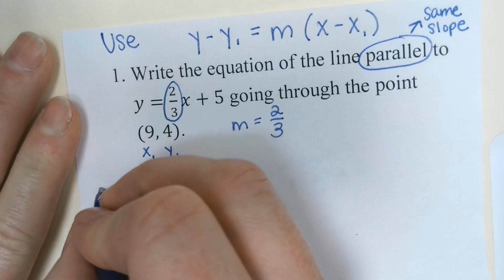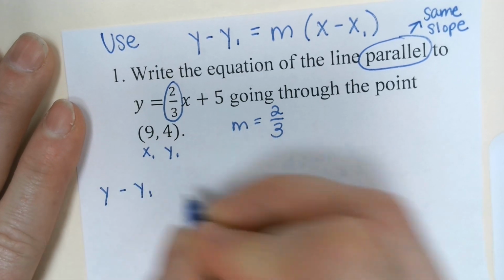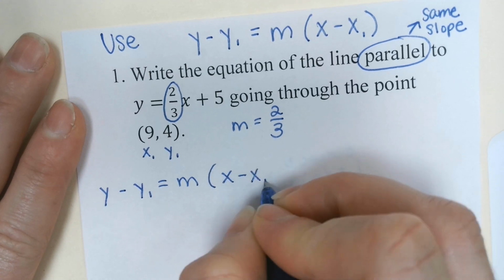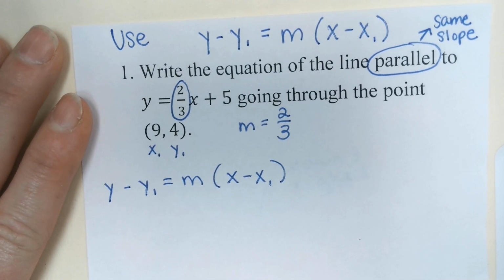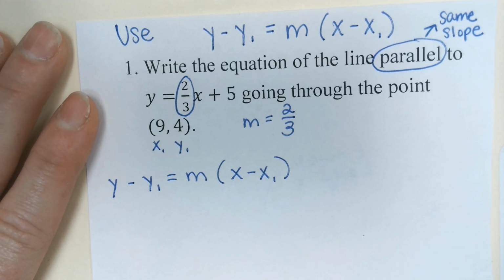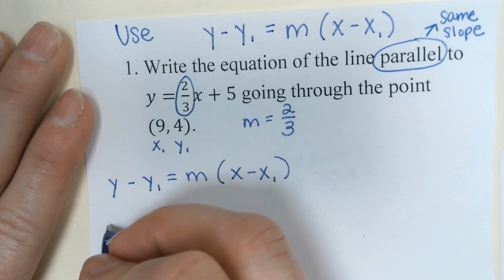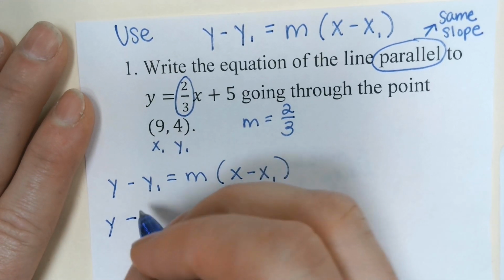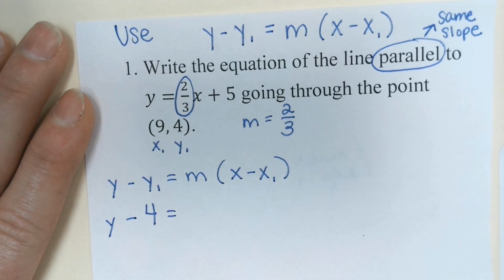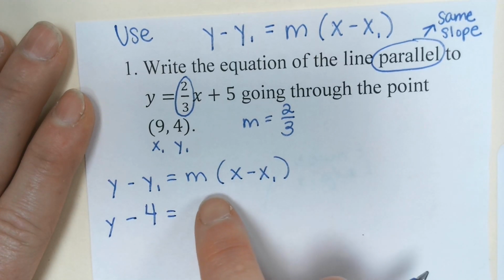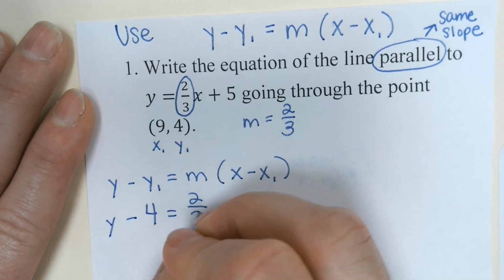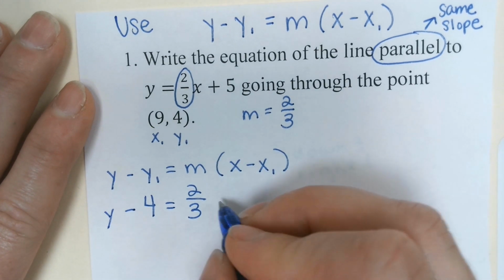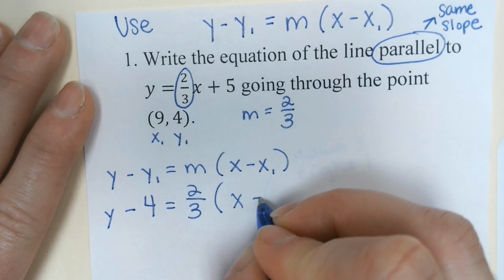So let's write our formula down. y minus y1 equals m times x minus x1. We're going to plug in. So it's y minus y1, which is 4, equals m, which is 2/3. Keep your slope as a fraction. Don't change it to a decimal. Let's keep it all as fractions. And then x minus x1 is 9.